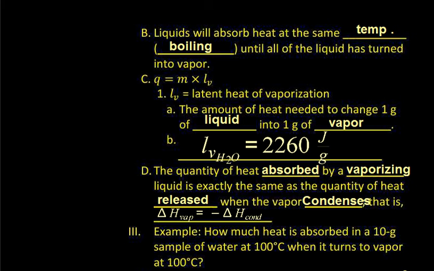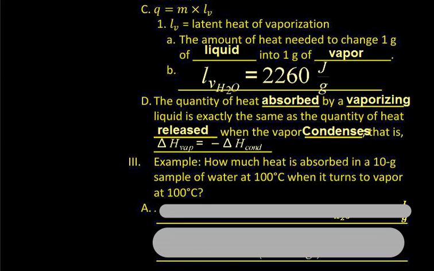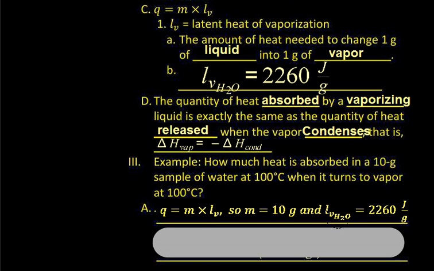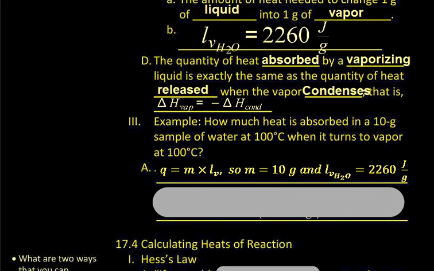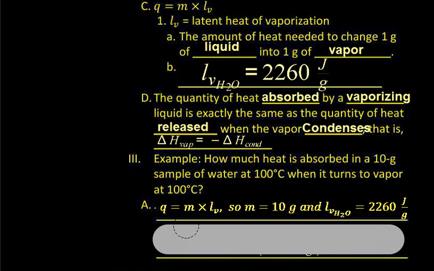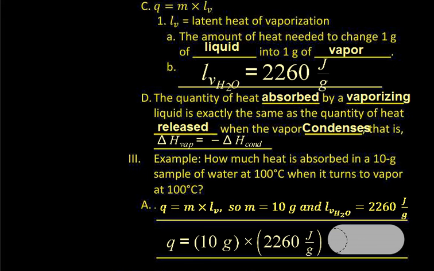So let's do a practice here. How much heat is absorbed by a 10-gram sample of water at 100 degrees Celsius when it turns to vapor at 100 degrees Celsius? Well, our heat equals our mass times our latent heat of vaporization. Our mass is 10 grams, and our heat of vaporization is 2,260 joules per gram. So we just multiply them, and 10 grams times 2,260 gives us 22,600 joules just to evaporate the water.